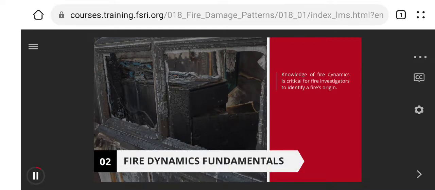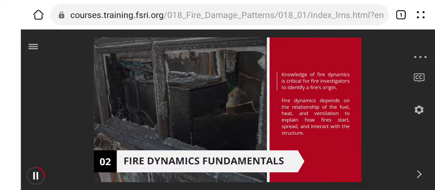Knowledge of fire dynamics is critical for fire investigators to identify a fire's origin. Fire dynamics depends on the relationship of the fuel, heat, and ventilation to explain how fires start, spread, and interact with the structure. You could spend years studying fire dynamics, but in this course we want to focus on some key concepts that will help you better understand the impact of ventilation on fire damage patterns.